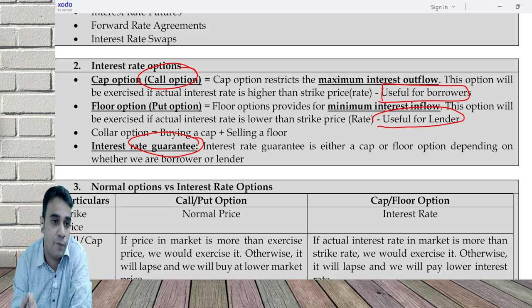Instead of giving the type of the option directly, I use the word interest rate guarantee, which means it can be a call option or a put option, or it can be a cap option or a floor option, depending on what. If you are a borrower, interest rate guarantee means interest rate cap. If you are a lender, interest rate guarantee means interest rate floor.